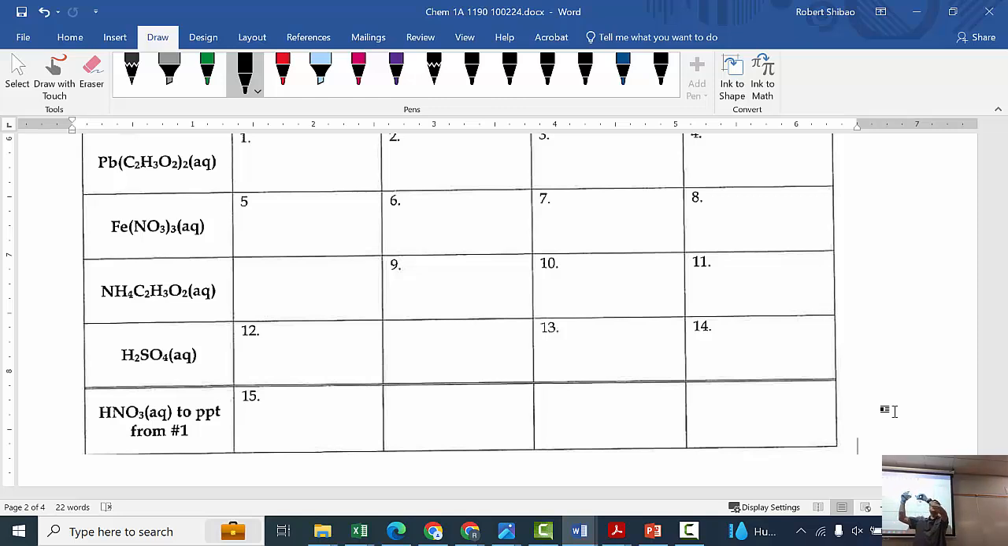Can you see this? All right. Just put a little bit in there. Do you see those bubbles form?